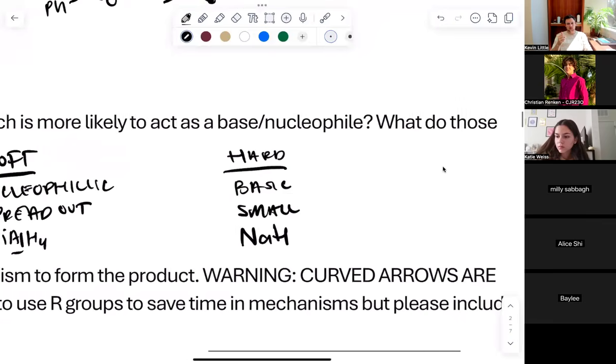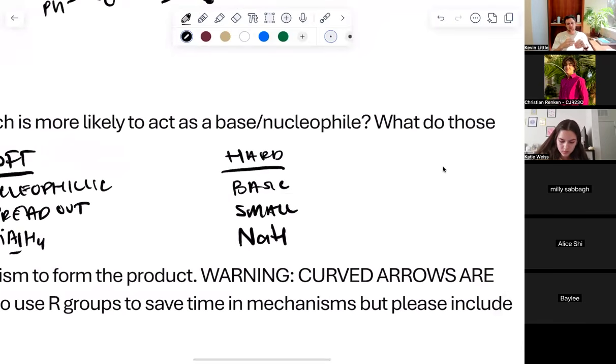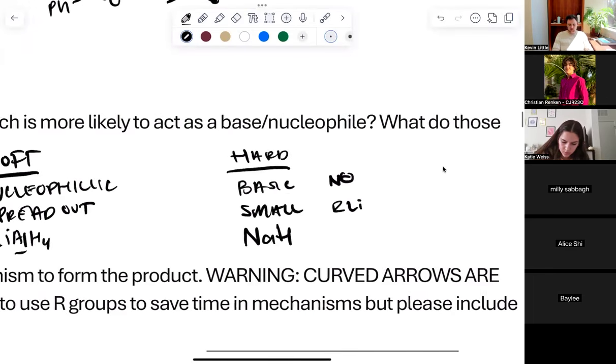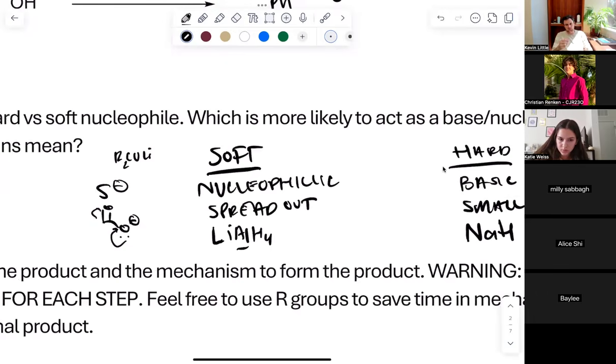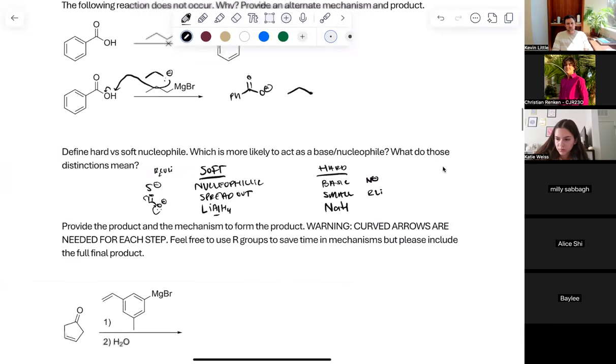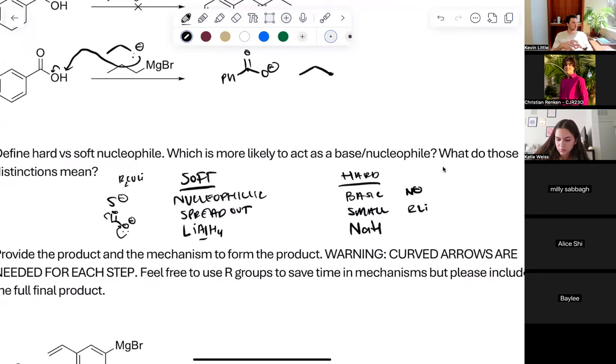Where harder nucleophiles tend to be, like N minus tends to be a really hard nucleophile. H minus, NaH, R lithium, right? Because lithium is much smaller than copper, it tends to be a harder nucleophile. So there's just this relationship between how spread out a charge is on a nucleophile and how it acts more nucleophilic rather than basic.